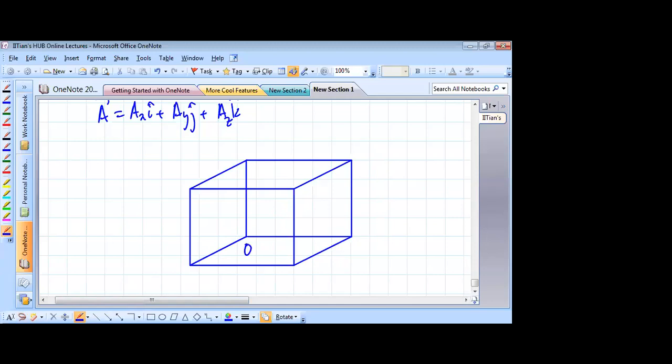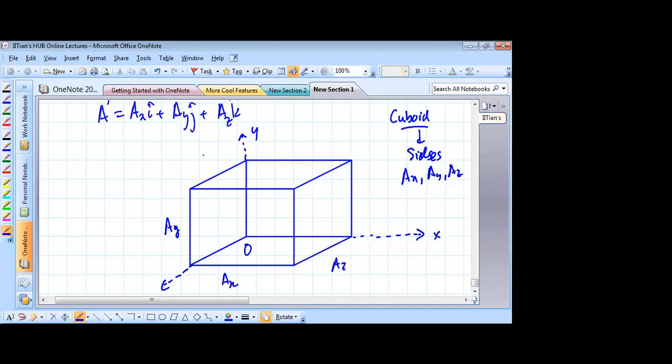So as usual, if you're taking this as our origin, this is our x-axis, this is our y-axis, this is our z-axis. Now imagine that this is a cube, or this is a cuboid with sides of length ax, ay, and az. So this length here is ax, this height here is ay, and this width here is az.